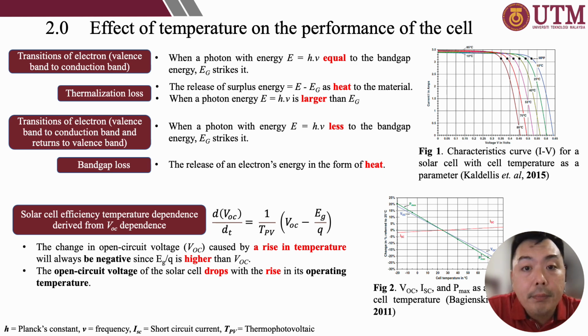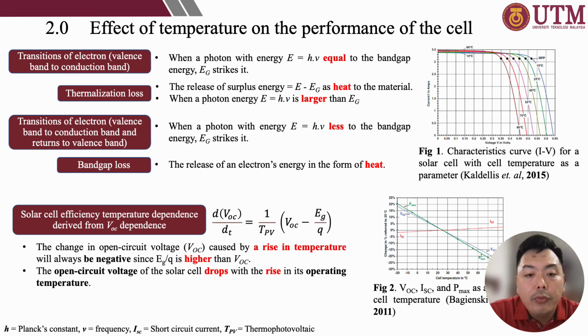The effect of temperature on the performance of cell. When photon energy E is equal to band gap energy Eg, electron will move from the valence band to the conduction band. When photon energy is larger than band gap energy, surplus energy will be released as heat to the material. When photon energy is less than band gap energy, electron from the valence band will not move to the conduction band and will go back to the valence band.